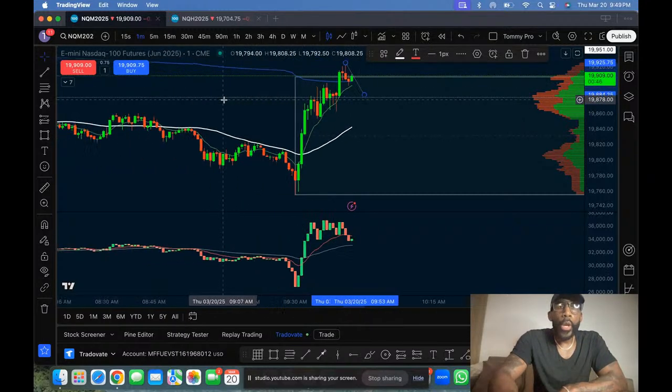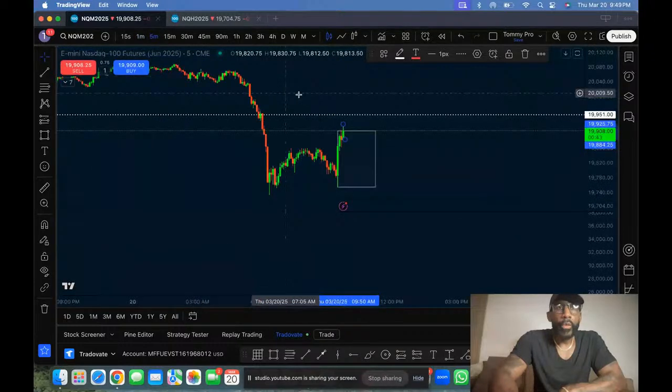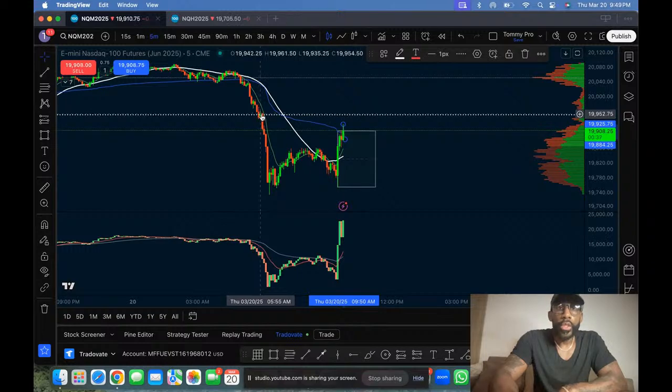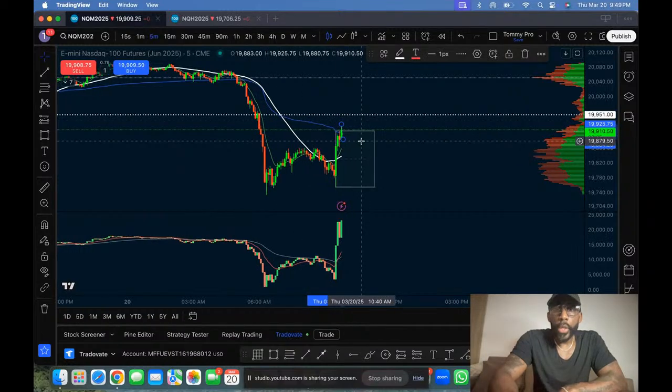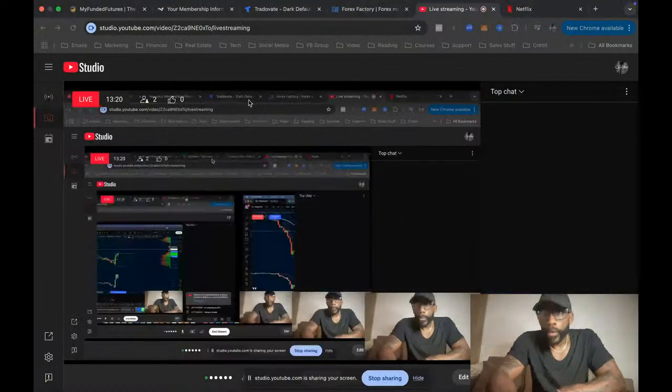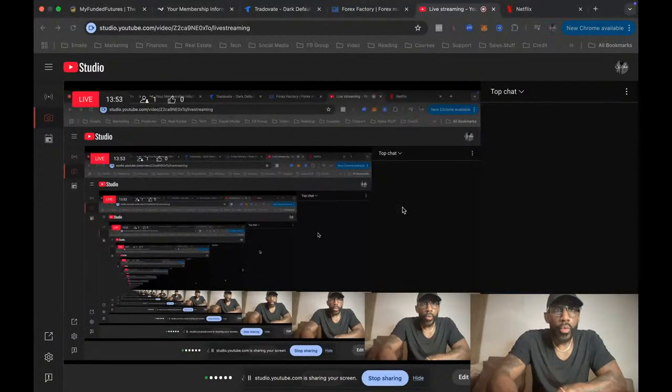But I'm aware that on the 5-minute, right above it, I have this point right here where we got chopped up a little bit not too long ago. So a sticking point. So we just got to wait and see. Check back. Cool.